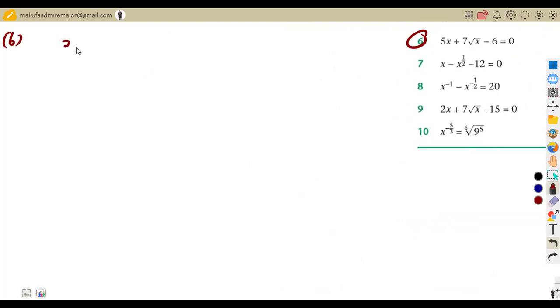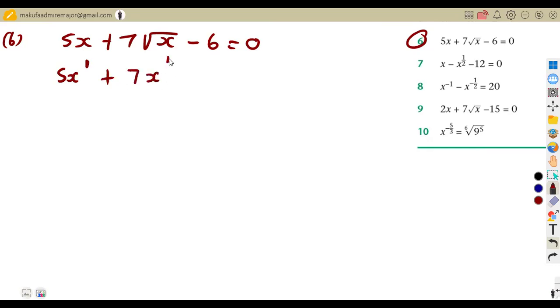We are given 5x plus 7 square root of x minus 6 is equal to 0. If we consider this, they are exponents there. 5x is the same as 5x to the exponent of 1. We know that. What about the square root of x? The square root of x means to the exponent of what? Of a half.